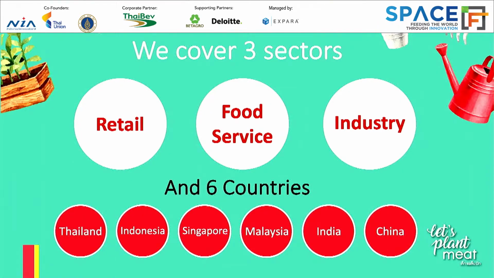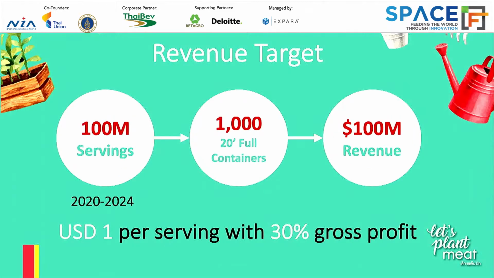Our business model: we want to offer to retail, to food services, and as an ingredient for the food industry. We want to target 6 countries in Asia: Thailand, Indonesia, Singapore, Malaysia, India, and China. Our revenue target is to achieve 100 million servings in the next 5 years combined. It means the equivalent of 1,000 full 20-foot containers, and it will mean $100 million of revenue. And we expect to see 30% gross margin.